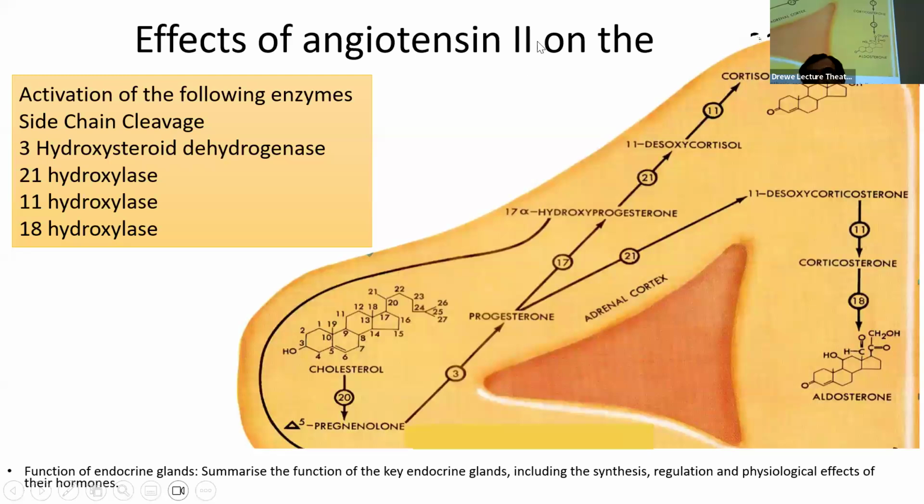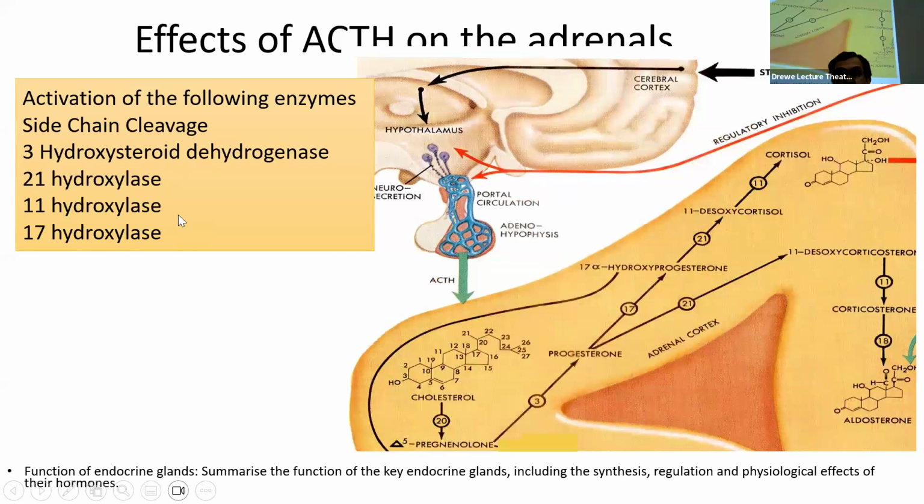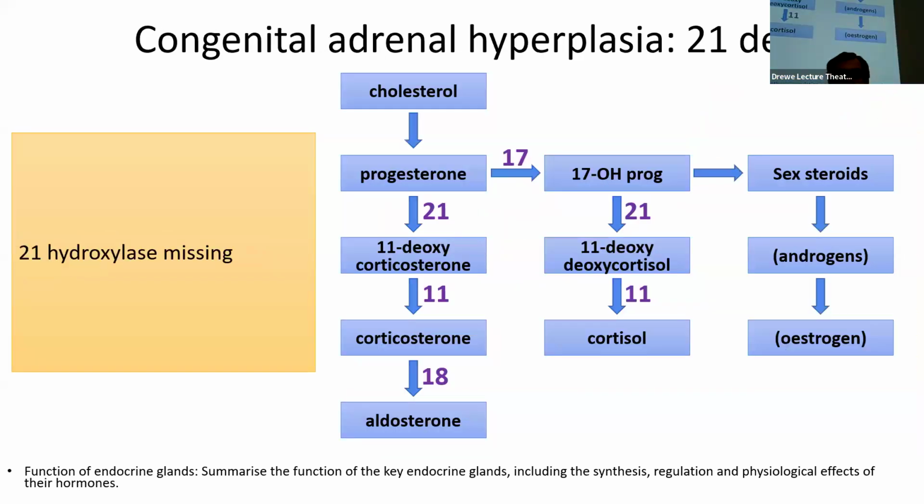So this is what angiotensin II does. When your blood pressure falls, you need more aldosterone, and that switches on the path that ends up in angiotensin II. Your adrenal gland in the outer zone, the glomerulosa, has receptors for angiotensin II, and angiotensin II will turn on these enzymes. On the other hand, ACTH stimulates the zona fasciculata, and it turns on the same enzymes, except there's 17 instead of 18 hydroxylase. This basically controls the production of cortisol. So they're all hydroxylases.